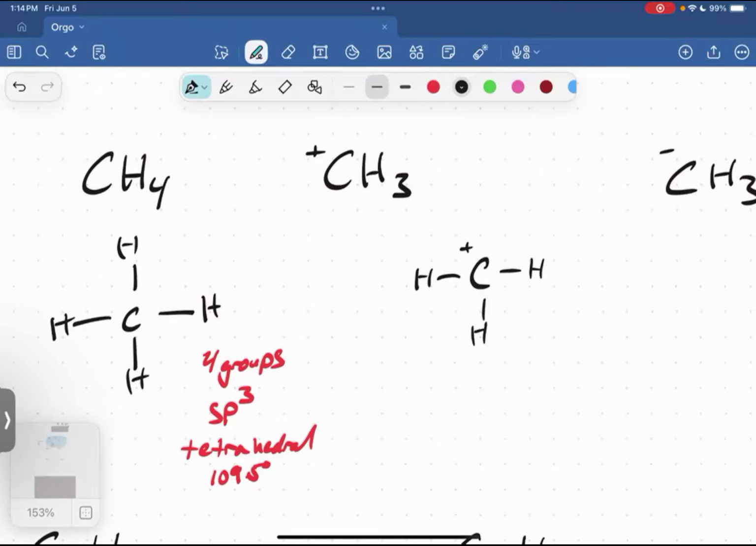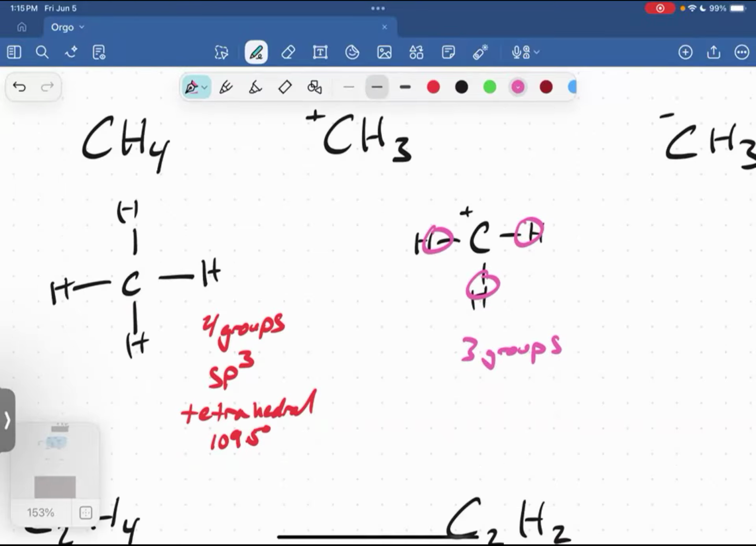All right. How about CH3 plus? That plus indicates that there's a lack of electron character, right? So we wouldn't add a lone pair in that case. All right. So carbon is making how many groups? 1, 2, 3. So 3 groups, which would provide us sp2, which would give us a trigonal planar shape at a 120-degree angle.